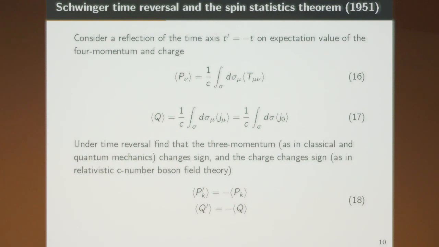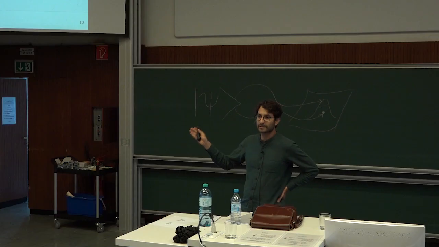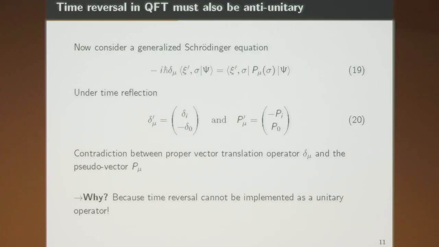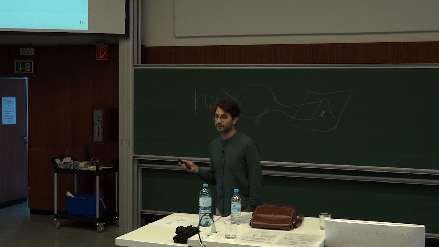So now we have a charge with varying sign, and in Q number theory, where it makes sense, it's antimatter. And we have the 3-momentum still being reversed. We still have the idea of a movie playing backwards under time reversal. If we now consider a generalized Schrödinger equation, and this is from Schwinger's paper, we're going to see that under time reflection, the differential operator, delta mu, on the left-hand side, and the 4-momentum operator on the right-hand side are going to transform differently under time reversal.